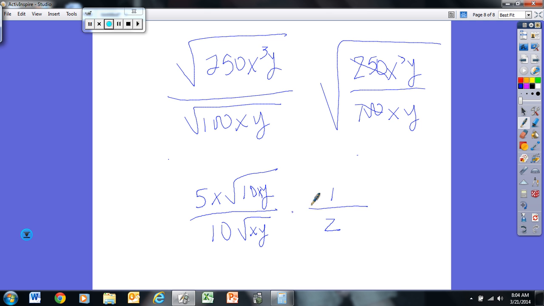That x doesn't cancel with anything, so that stays in the top. This is really the square root of 10 times the square root of xy. That's what it means when you have a number under a radical. You could have just multiplied. So that square root of xy and that square root of xy cancel out, and I just end up with x root 10 over 2.